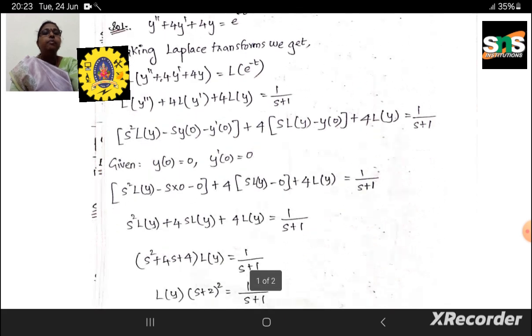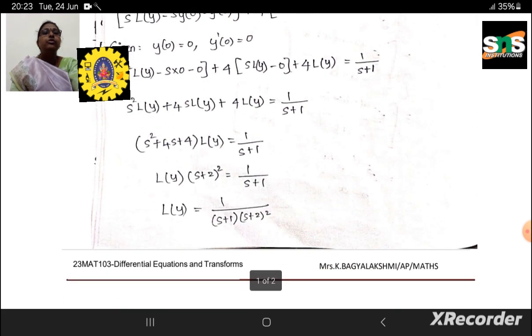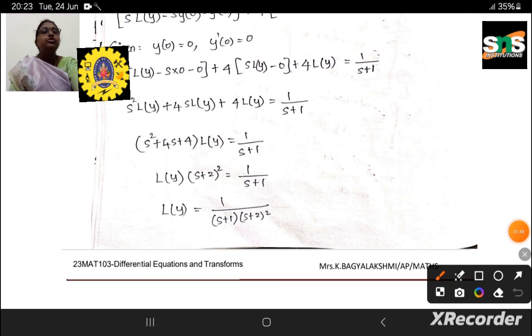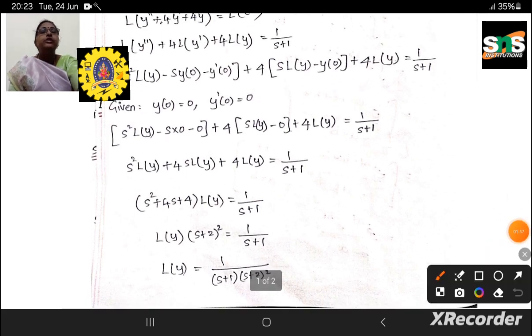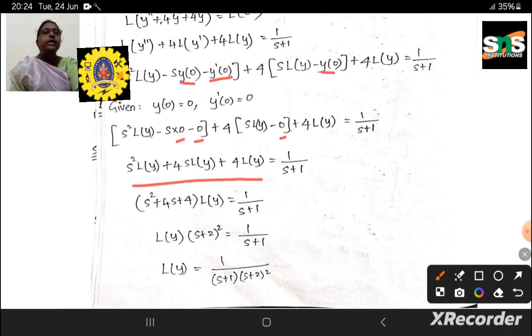After this we can apply the values y of 0 equals 0 and y dash of 0 equals 0 in these terms, and here also y of 0 equals 0. Since these values are 0, the remaining terms we can collect.